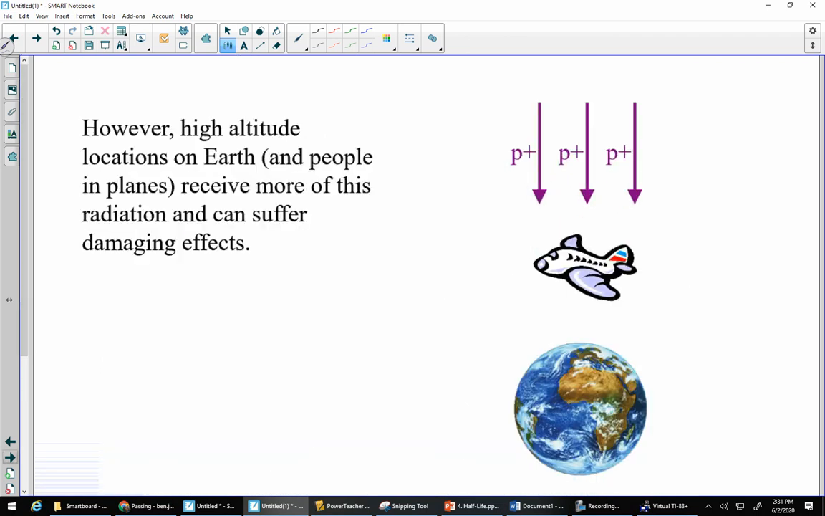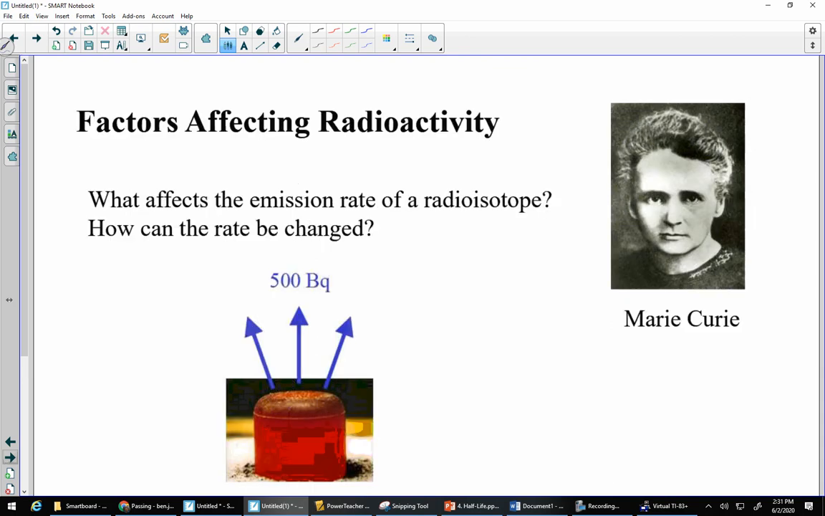And we talked about that in Unit 3. However, when you go really, really high up, Earth and its people receive more of this radiation and need to be protected from it. So you see astronauts with the gold film over their helmets, and airplanes are protected from it as well.